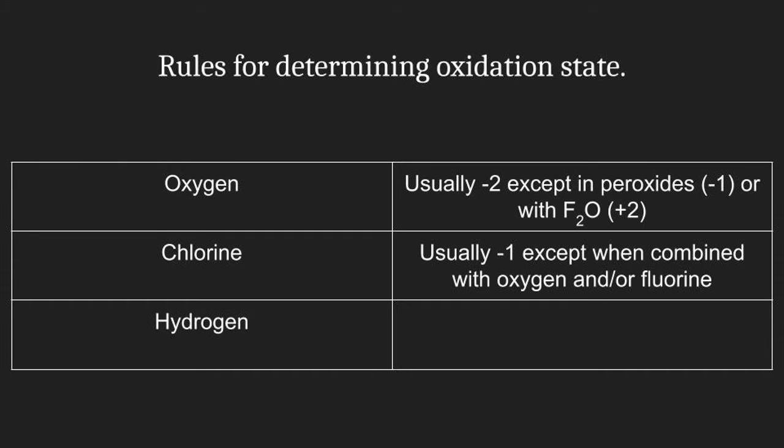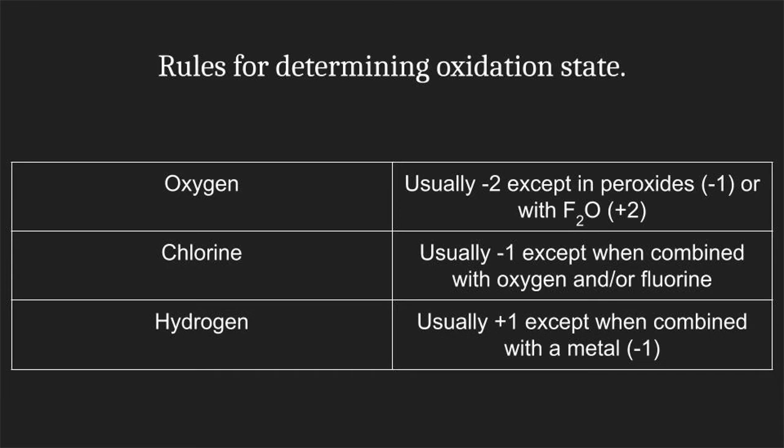Chlorine usually has a -1 oxidation state. The only time it doesn't is when it's combined with oxygen and/or fluorine, and then you'll have to use the other rules to determine what it is. And the last sometimes rule is that hydrogen usually has a +1 oxidation state. The only time it doesn't is when it's combined with a metal in a hydride, and then it will have a -1 oxidation state. So we're going to use these rules to try some examples.